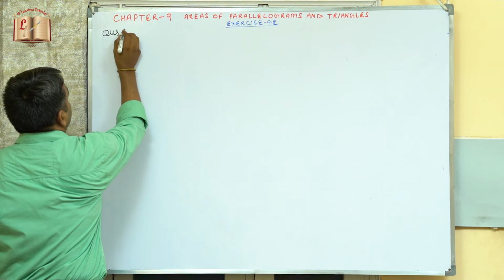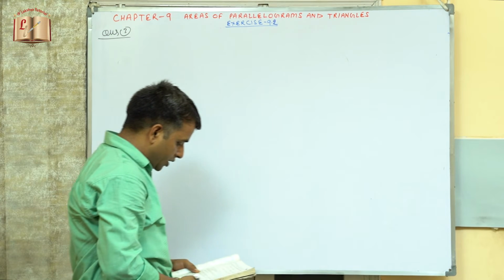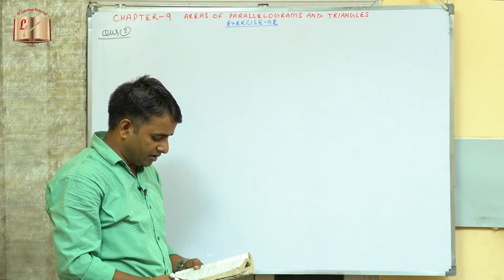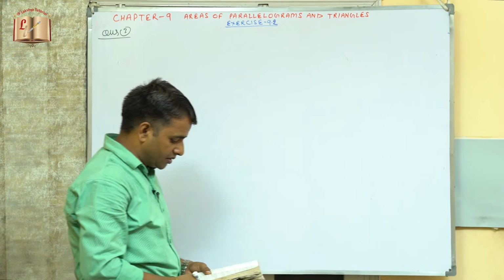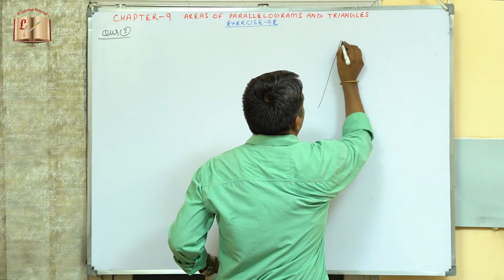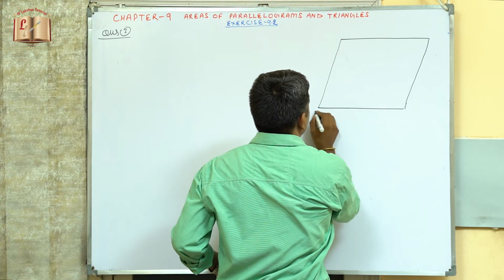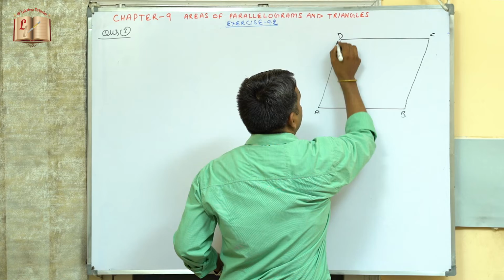Now coming to question number 3. P and Q are any 2 points lying on the side DC and AD respectively of the parallelogram ABCD. We need to show that area of APB is equal to area of BQC. So we'll make a parallelogram. Now this is the parallelogram. This is A, B, C and D.